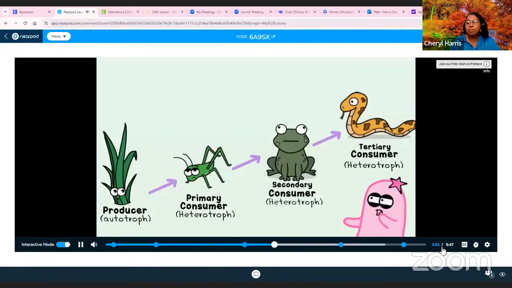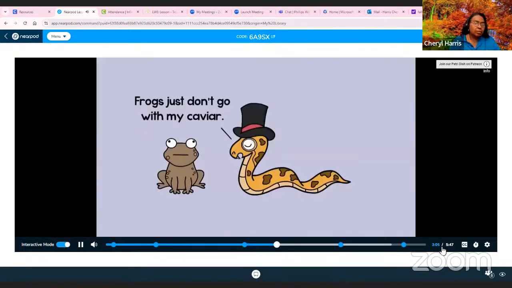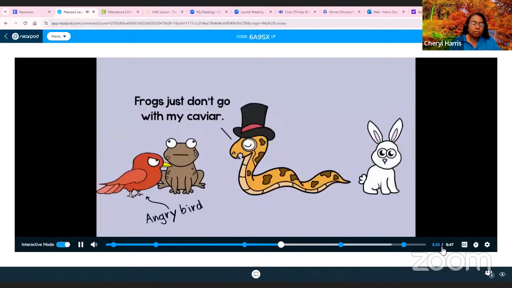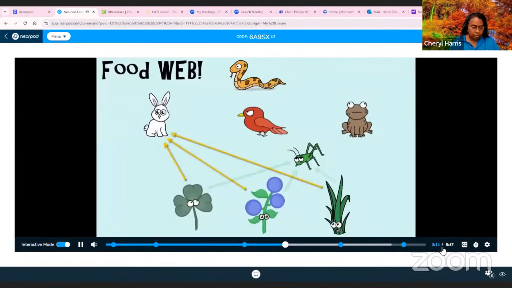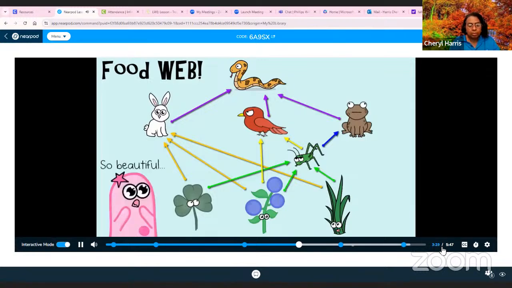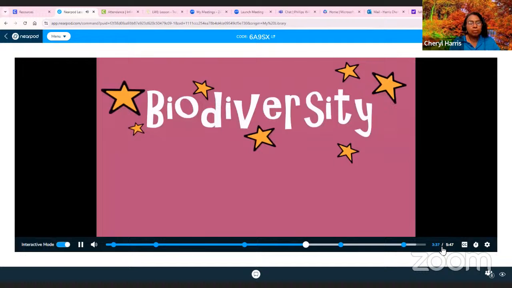This is actually not a very good model because in real life, this snake probably doesn't just eat frogs. It probably eats rabbits and birds too, because an ecosystem doesn't typically have a single food chain. Instead, it has more of a food web. A food web is made up of multiple food chains that interact together. Notice how now we have multiple food chains tied in with our original to make a food web. The beauty of a food web is that it shows more interactions among a variety of producers and various level consumers. It also can show biodiversity.